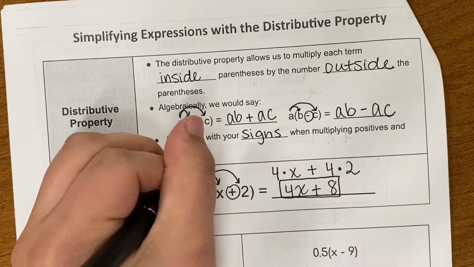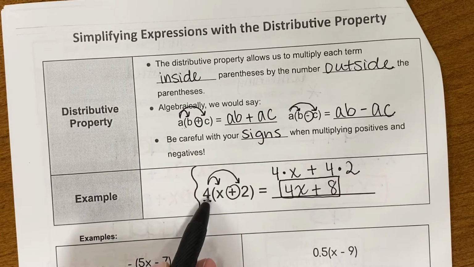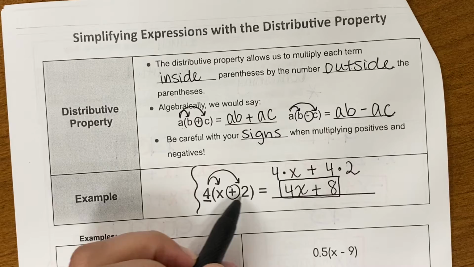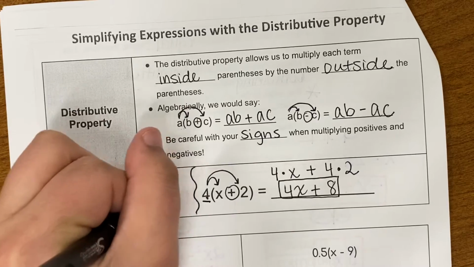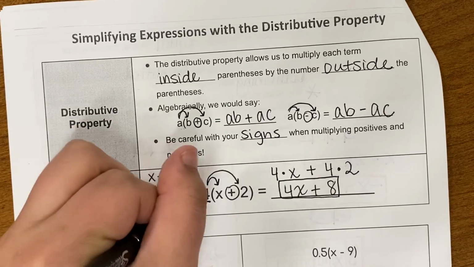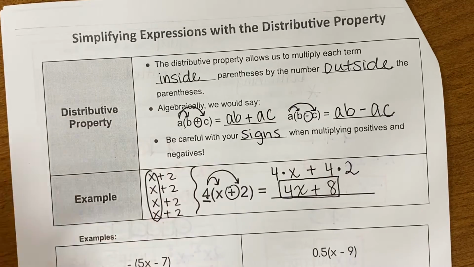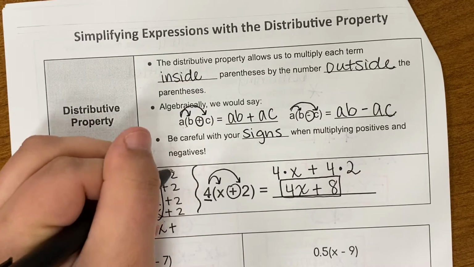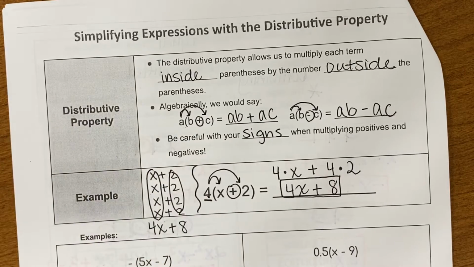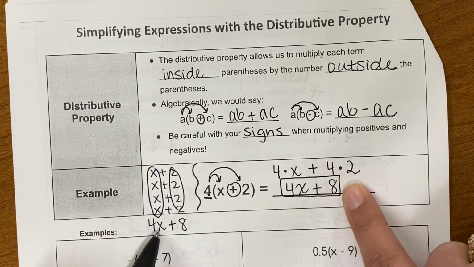Another way that we can think about it, I have 4 groups of x plus 2. I'm multiplying x plus 2 four times. So I have x plus 2, x plus 2, x plus 2, x plus 2. That is essentially what I am doing. So if I combine like terms, I have 4 x's plus I have 8 in constants. So distributing, multiplying that value in front of your parentheses to all the terms inside your parentheses is essentially the same thing.